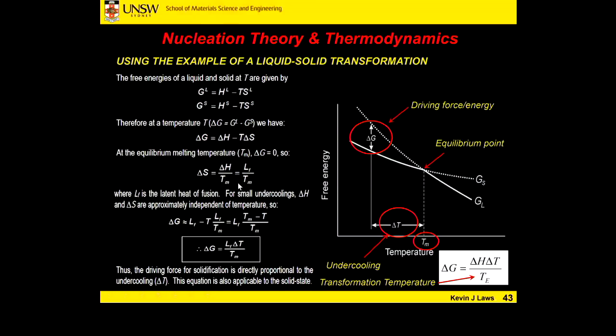Working with these equations, what we can see is delta S at the melting point is equal to delta H over Tm, because delta G is equal to zero. Pretty straightforward. Another way of writing or defining it is using this term here, Lf, called the latent heat of fusion. So if delta G is equal to zero, the only thing left is that latent heat of fusion, the energy associated with that transformation.